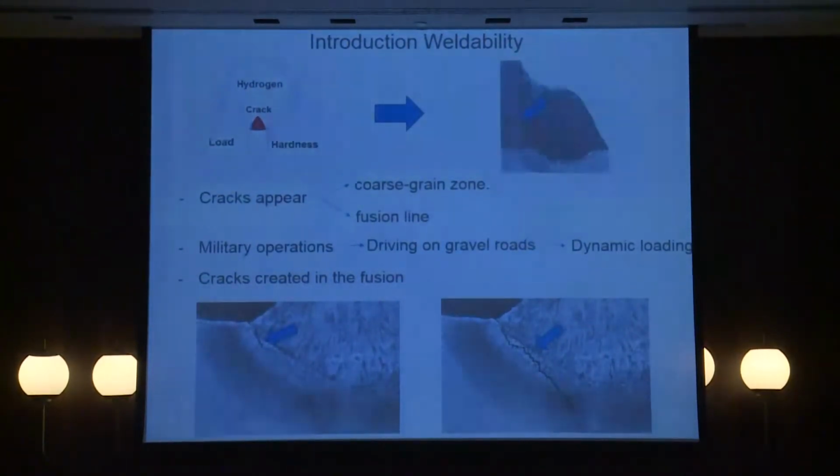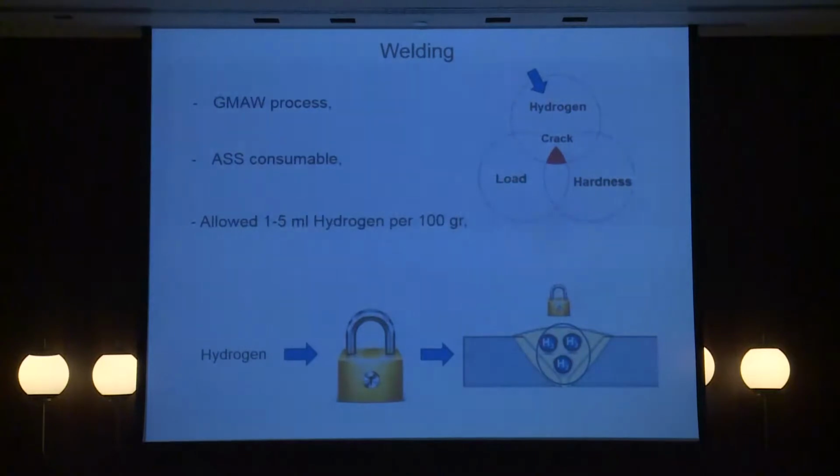This steel is, if I can say, difficult to weld. Cracks appear in the coarse grain zone and fusion line, and especially for military vehicles, which are always driving on gravel roads, we have dynamic loading, and a crack which can appear during welding can very easily propagate near the fusion line. So this research was very interesting for investigating impact energy, fracture mechanics, and other mechanical properties.